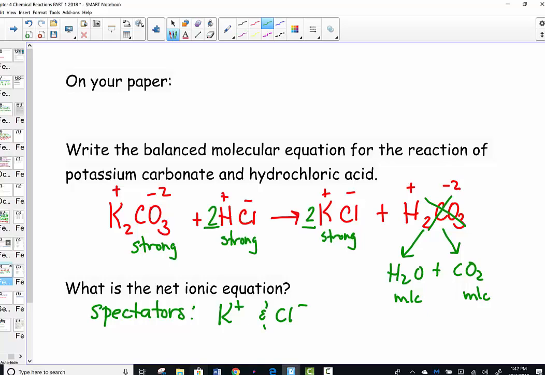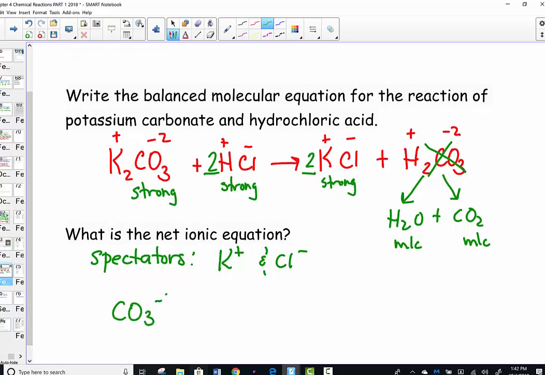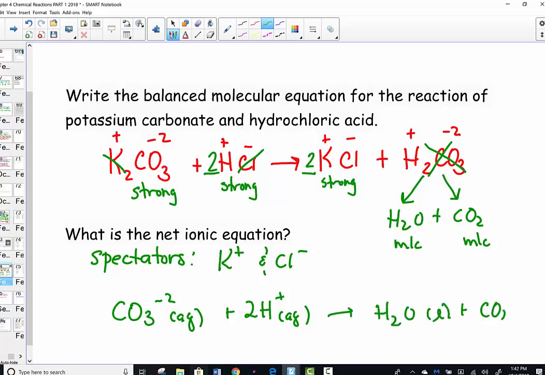So potassium, we broke it apart. HCl, we broke it apart. Chloride appears, potassium appears as spectators. They would be in the dissociated form. So I would have carbonate as an aqueous ion. I'd have 2 hydrogen ions because I eliminated the potassium and the chloride from the left side as spectators. And over on the product side, we'd see those coming out as liquid water and carbon dioxide gas.